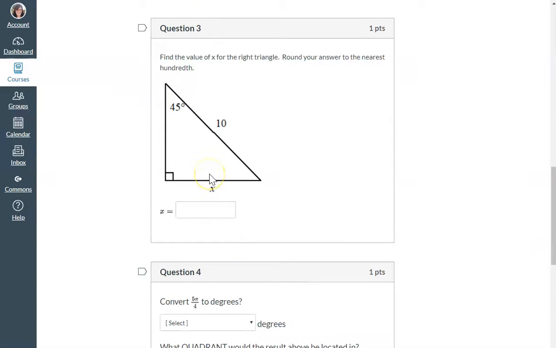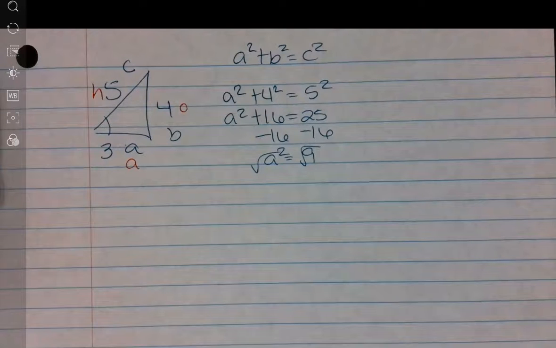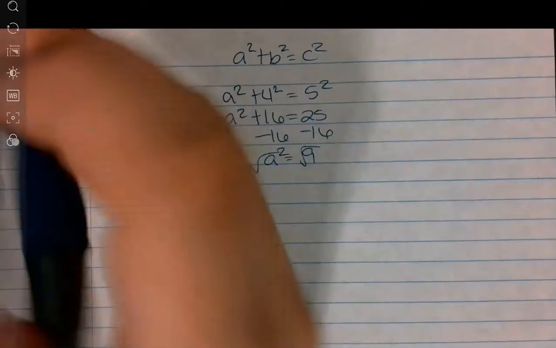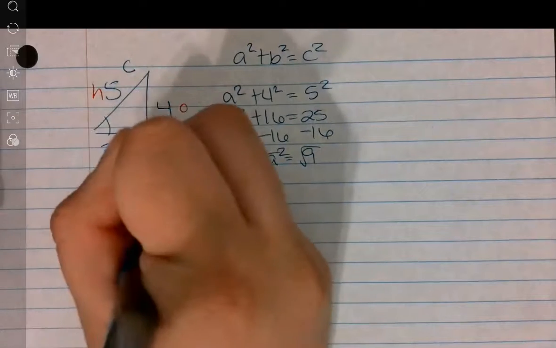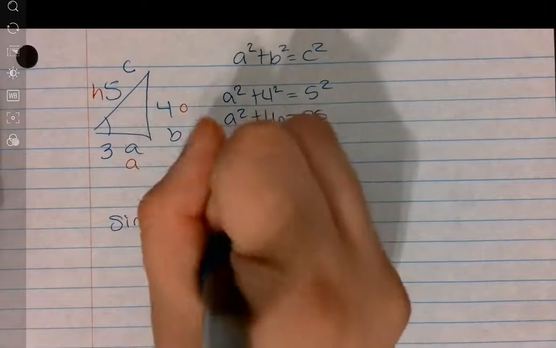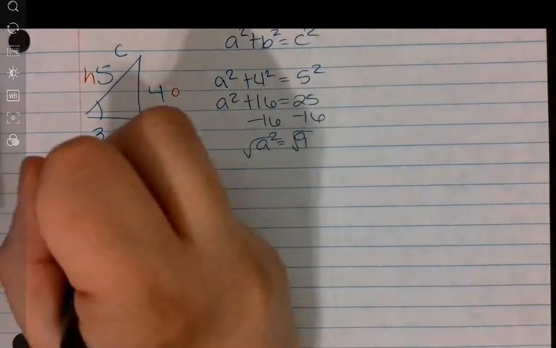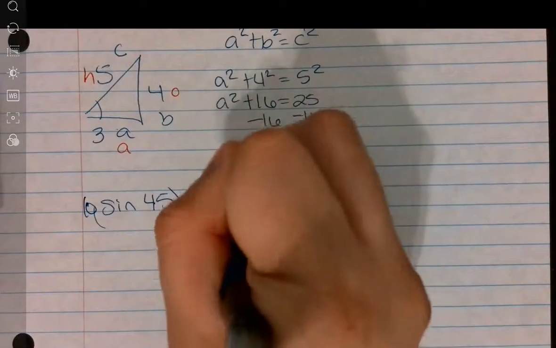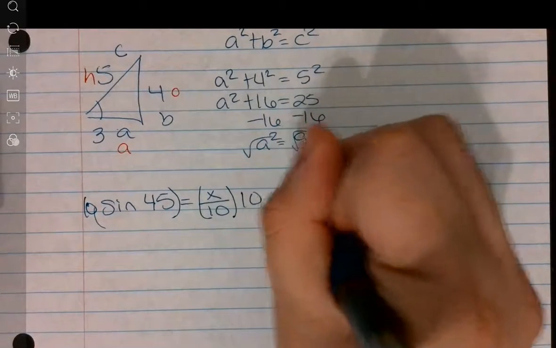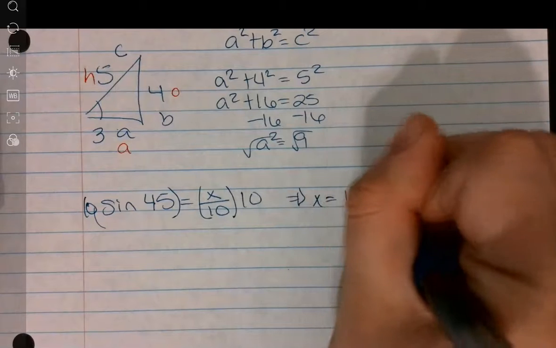Okay, this one wants me to find the value of x for the right triangle. It wants me to round my answer to the nearest hundredth. So I have opposite and hypotenuse and my angle. So opposite, hypotenuse, and angle is sine. 45, opposite was x, hypotenuse is 10. So if I multiply both sides by 10, I get x equals 10 sine 45.